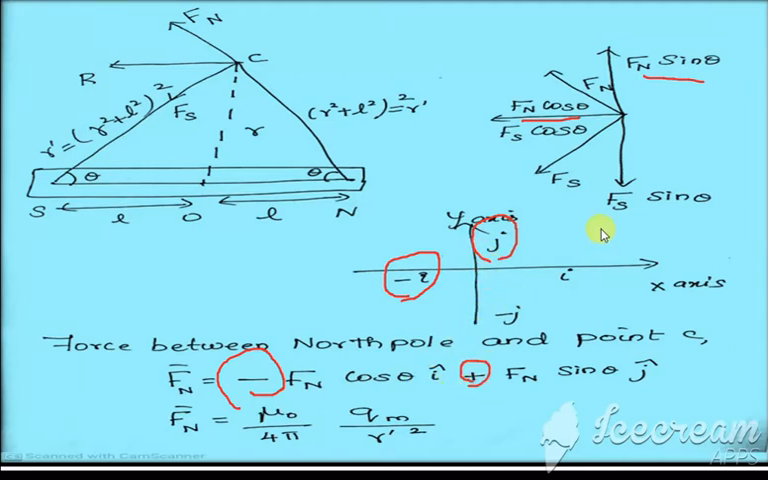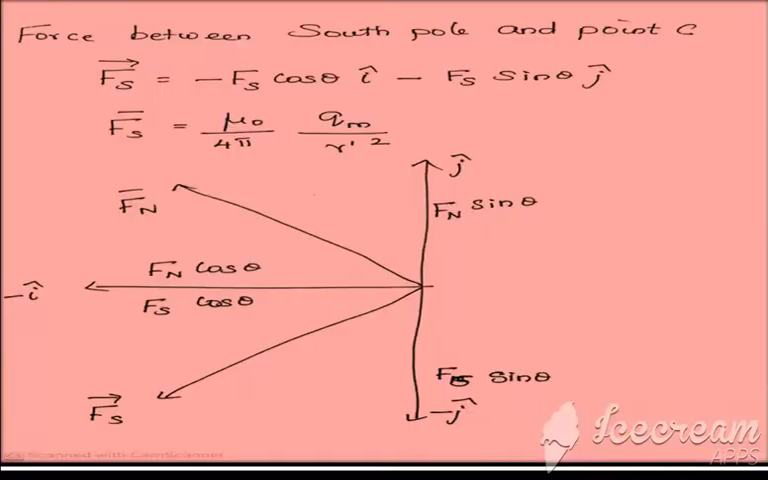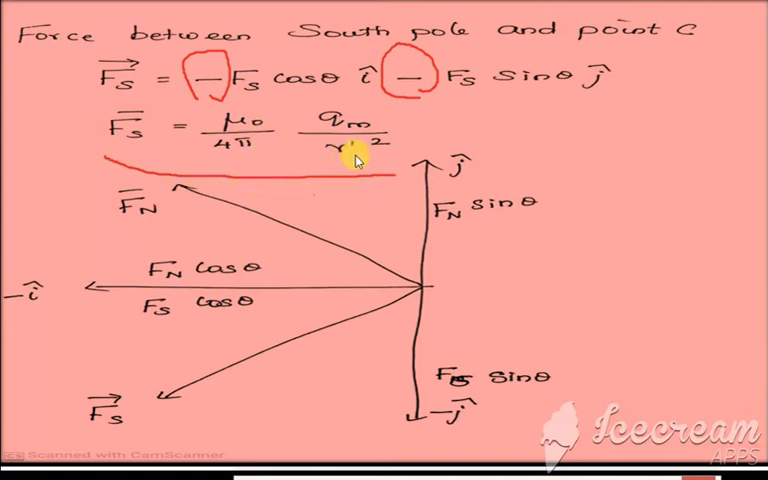Yes. And next, if I am writing for Fs, this is along what direction? Minus i. So for Fs I will be writing minus Fs cos theta, and same way here this is in the minus, so I'll write minus Fs sin theta into j. Yes, so the next equation here is, as I have told you, minus, and this is also minus because both are in the negative direction, and same way Fs is equal to what? Mu naught by 4 pi Qm divided by r dash square.